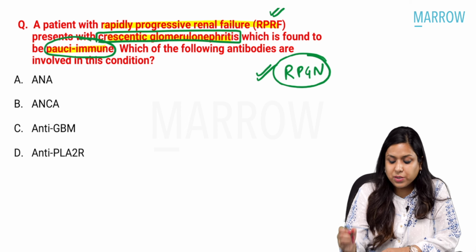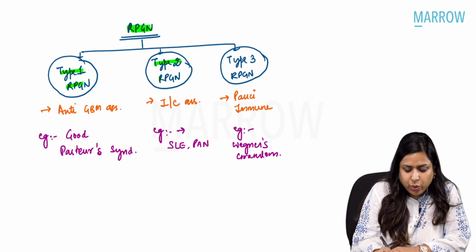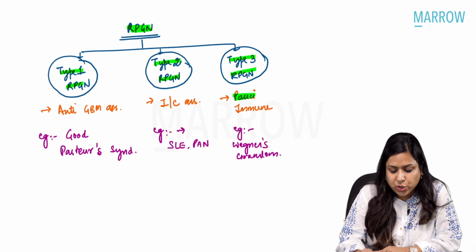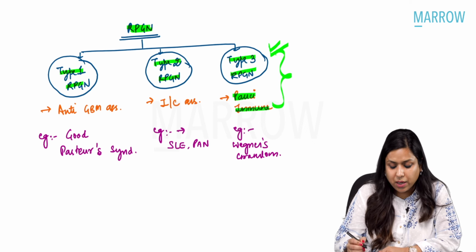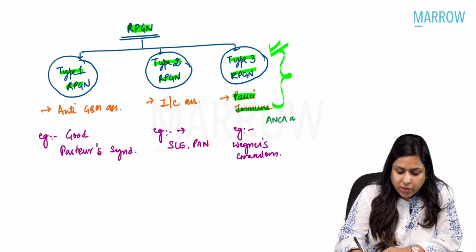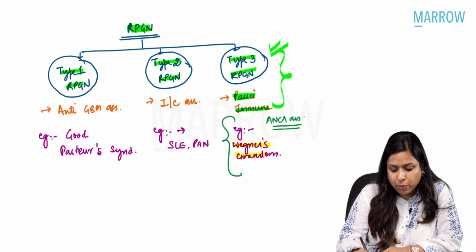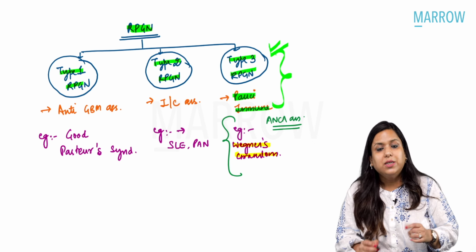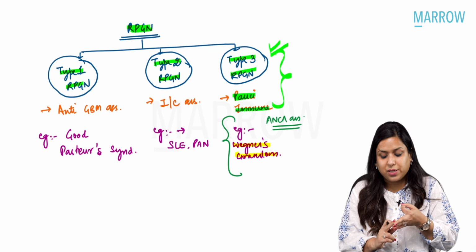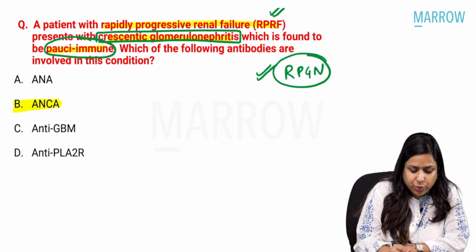Pauci-immune. Remember students, I told you that RPGN is of three kinds, type 1, type 2 and type 3. Which of these RPGNs is pauci-immune? The RPGN which is pauci-immune is type 3, right? And that is usually ANCA associated. What is an example of a pauci-immune RPGN? The example is Wegener's granulomatosis, right? So it is neither GBM associated nor immune complex associated, it is ANCA associated, right? That is why the answer in this question is very direct. The answer is going to be ANCA.